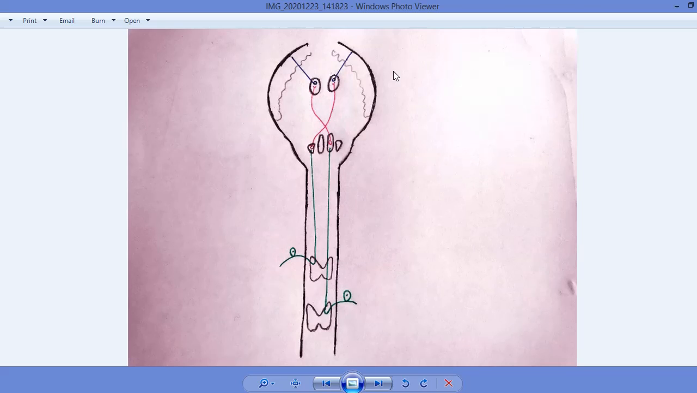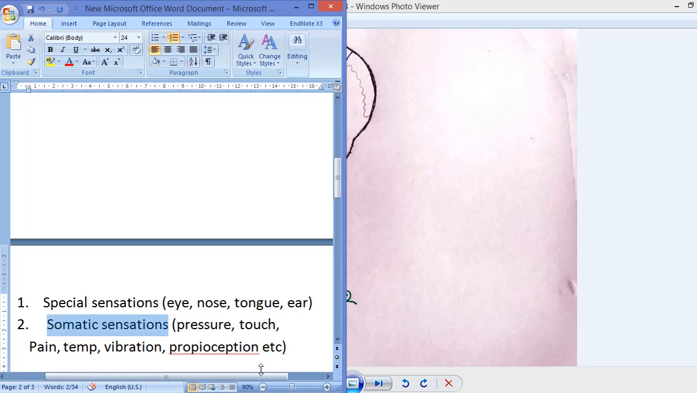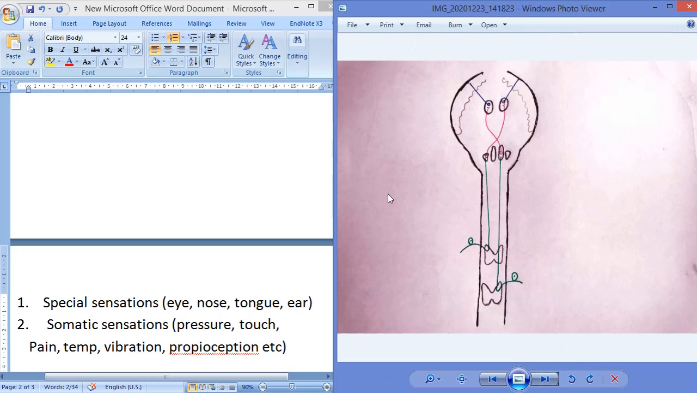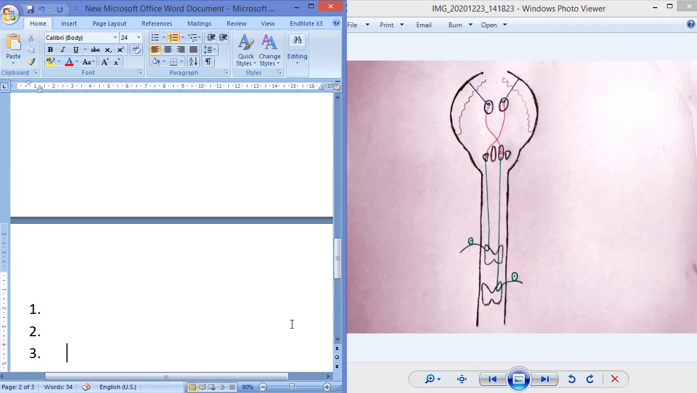The first pathway, which carries impulses from various parts of the body to the cerebral cortex, is called the posterior column medial lemniscus pathway. This diagram depicts the posterior column medial lemniscus pathway.